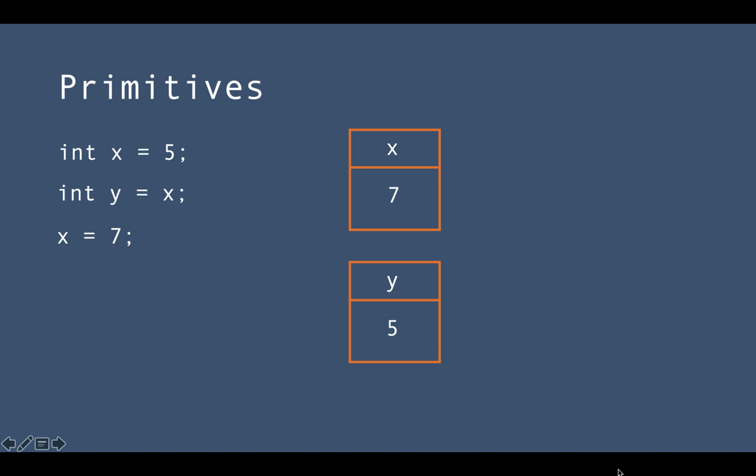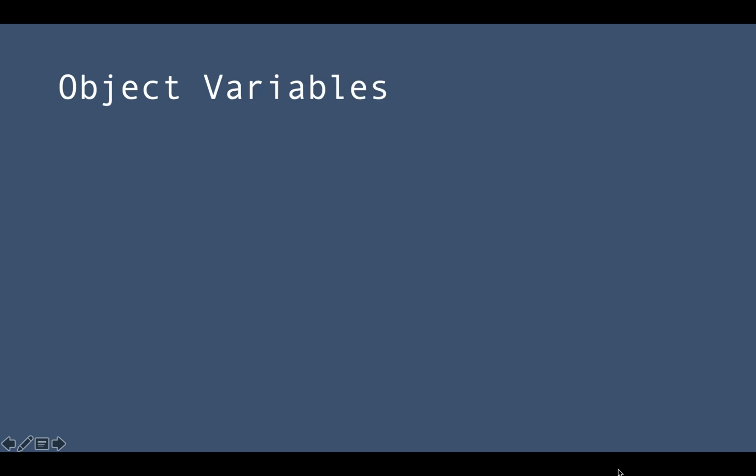What do we need to notice here? It has no effect on y, right? If I change the value of x, y stays the exact same as you would have expected. Okay? So that's how primitives work in memory. Now let's look at how object variables work in memory.